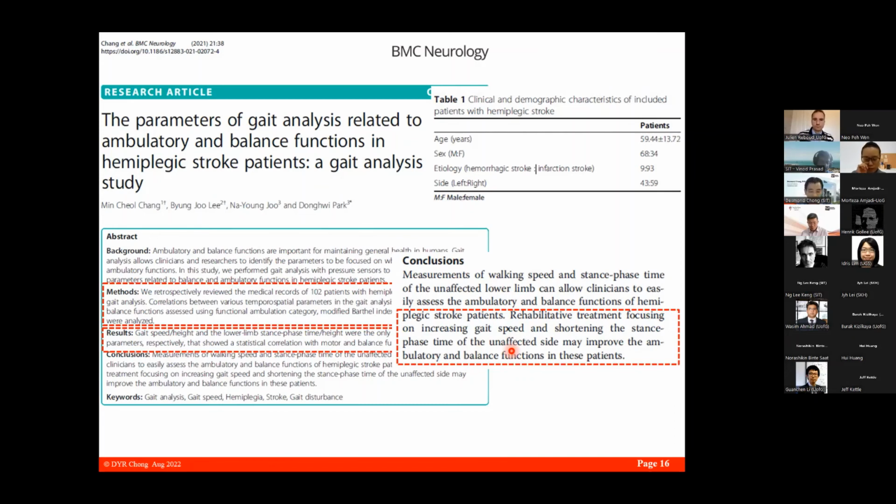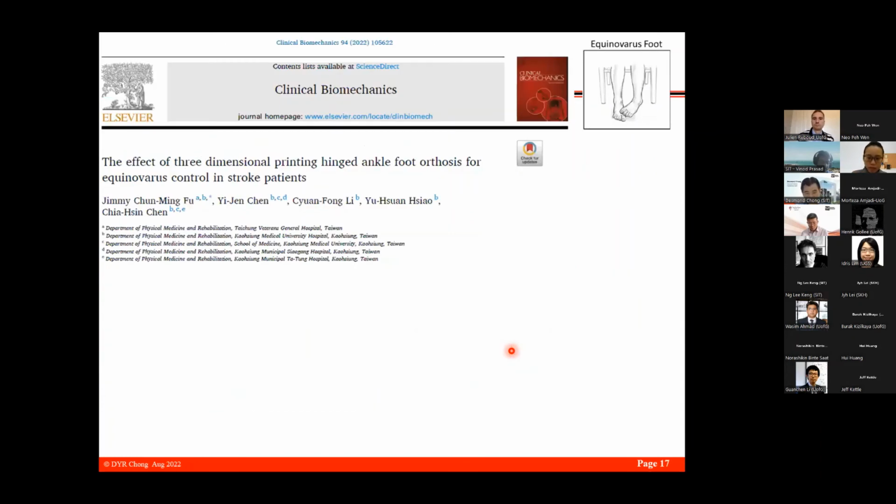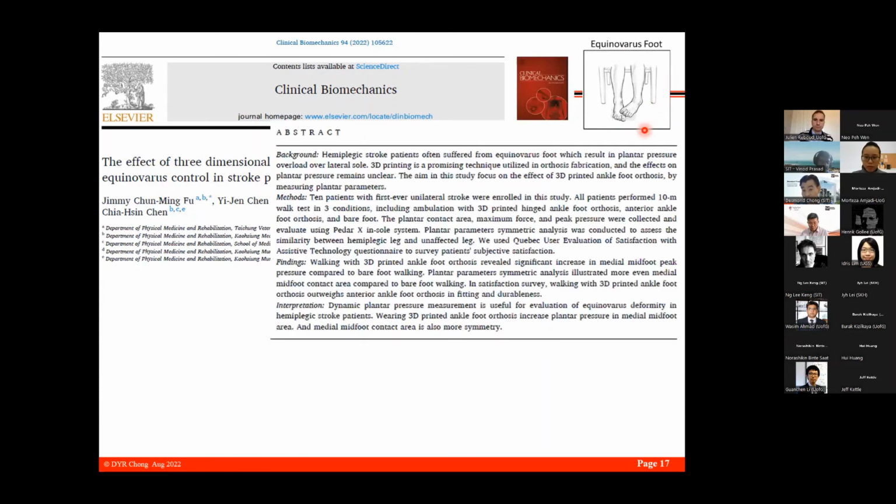All right. So of course, again, sensors are also used for another application, where this is a group of researchers from Taiwan. What they are trying to look at is the effect of the 3D printing of this hinge ankle foot orthosis for equinovarus control in stroke patients. So this is how an equinovarus foot actually looks like.